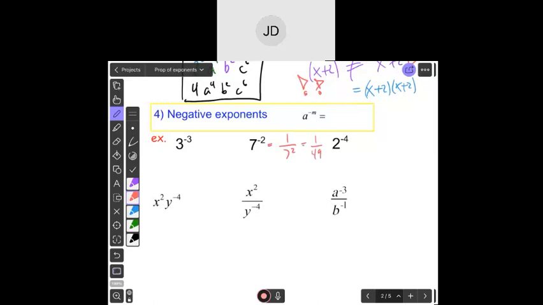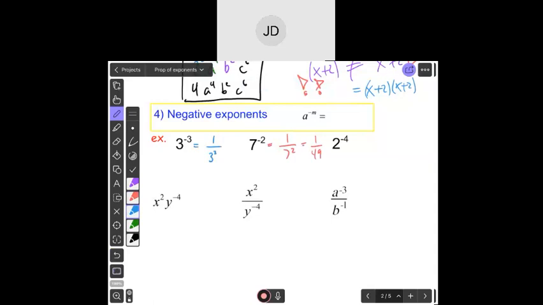Okay? So none of you would speak up and say, hey, I think it's negative. I bet some of you probably did. That's wrong. Negative exponents are fractions, not negatives. That's the most common misconception, that they think negatives. So 3 to the negative 3 means divide by 3 times.